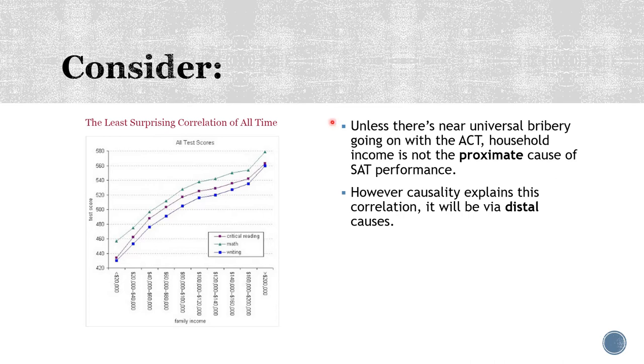And so let's consider the possibility that the money, the wealth, is directly causing the test scores here. And unless there's something like near universal bribery going on with the ACT, or with the organization that writes and administers the test, then household income is not going to be the proximate cause of the test performance here, right? It's not like if everybody's bribing for scores, then it would make sense why people with more money are getting higher scores. That's probably not what's going on. And so again, the money is not a proximal cause. However, we might be able to say that it's a distal cause. The amount of household wealth might cause something else, that causes something else that causes the high test scores or something like that.